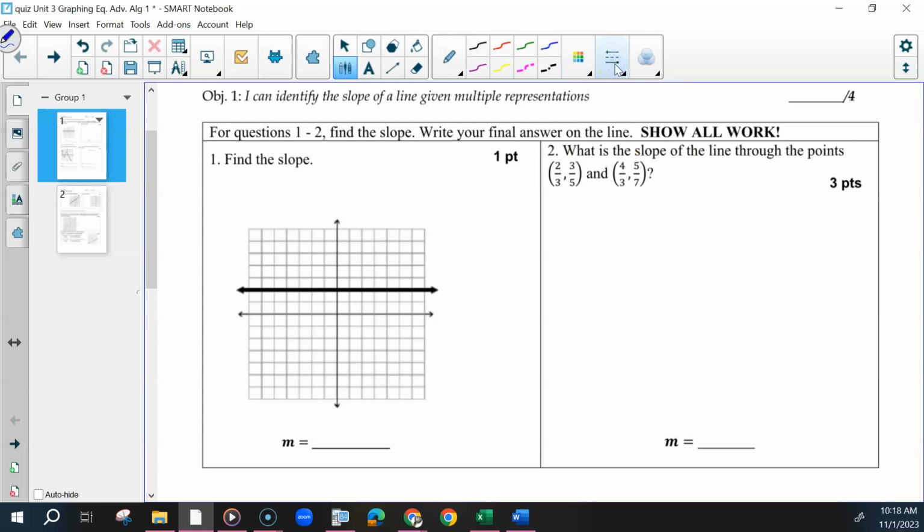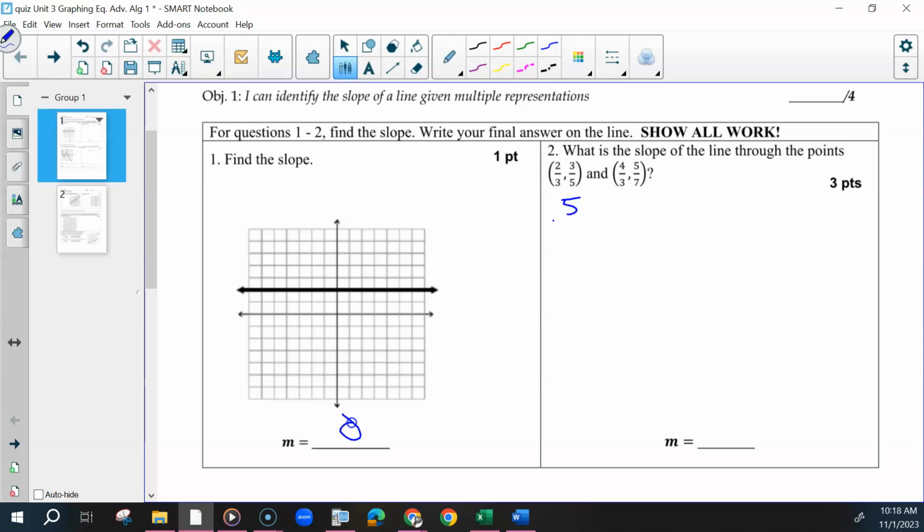So for number 1, you had to find the slope. Most of you got this right. If you're thinking about your points, this is a horizontal line, so the slope should have been 0. Whether you put the number or the word did not matter. If you put anything else, you did not get that correct. Questions on that one? Okay.